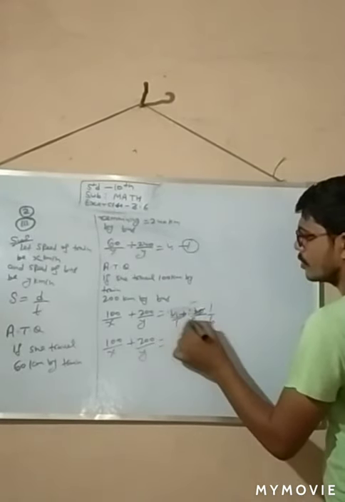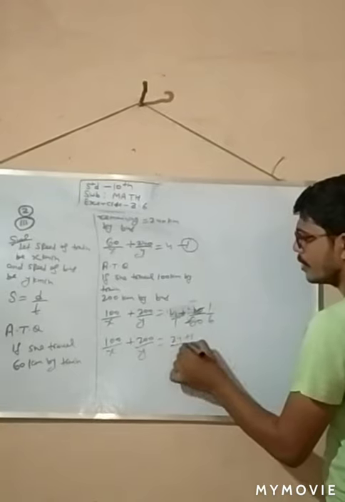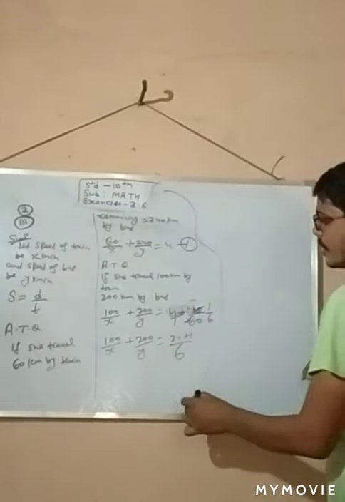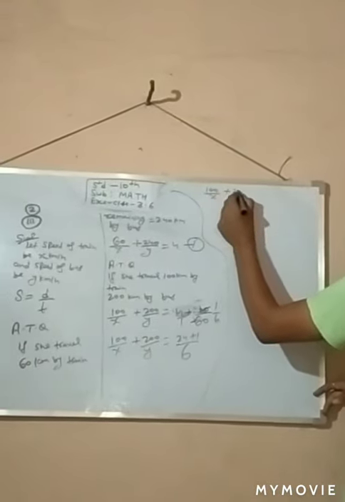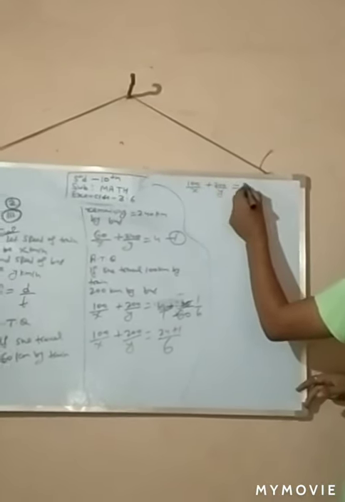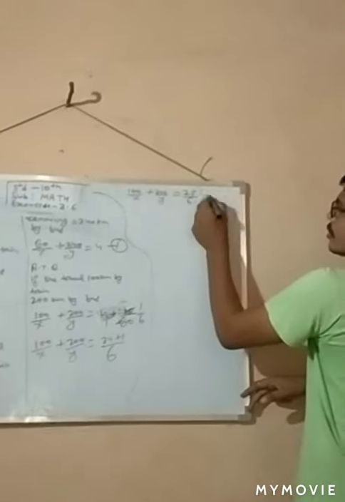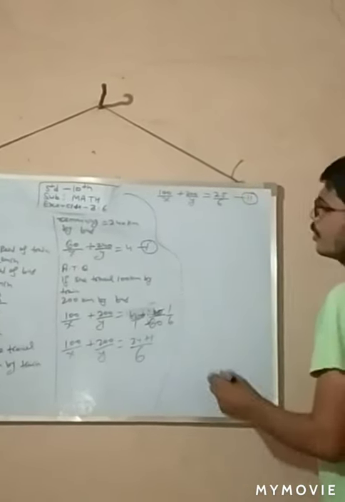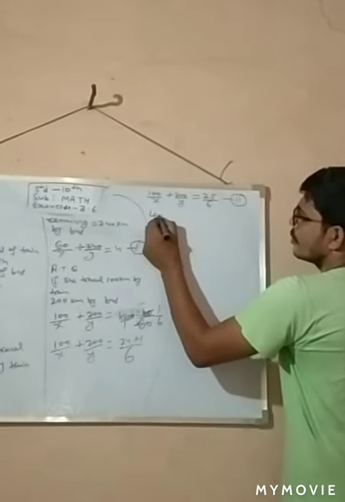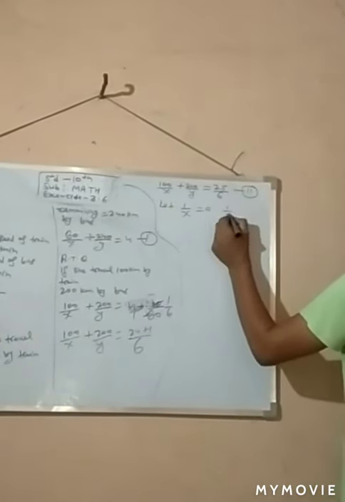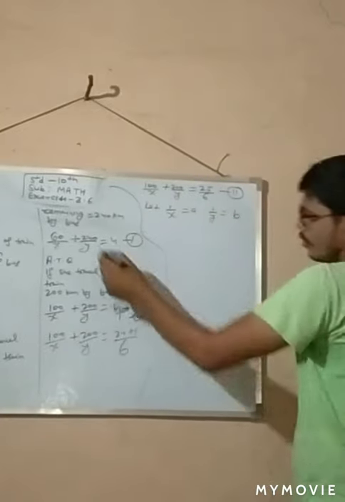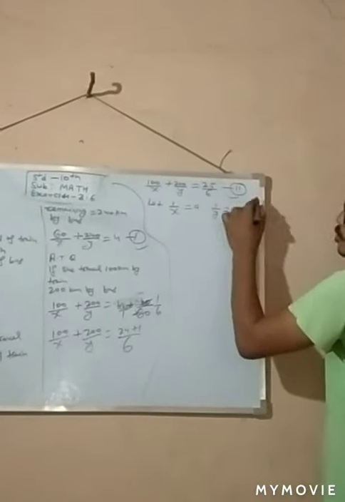4 sixes are 24 plus 1 by 6. So we can write, now 100 upon x plus 200 upon y is equal to 25 upon 6. So this is equation number 2. Now reducing method, let 1 by x is equal to a and 1 by y is equal to b. Now put in equation number 1 and 2.